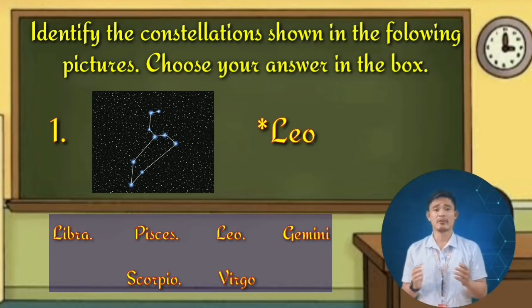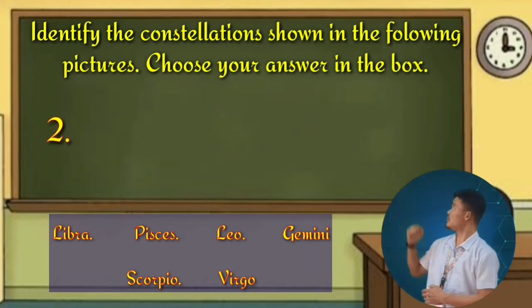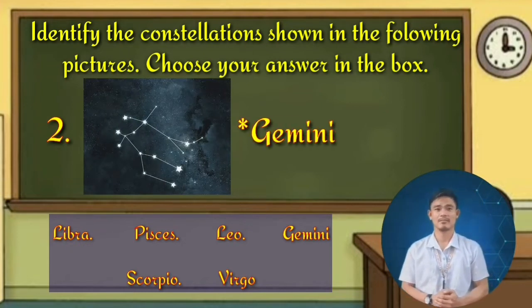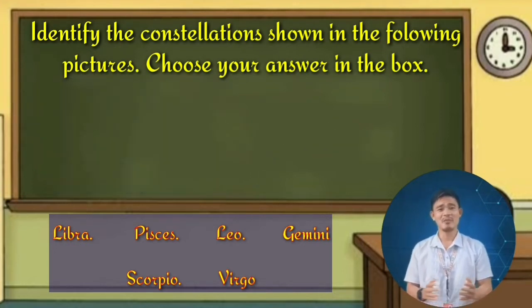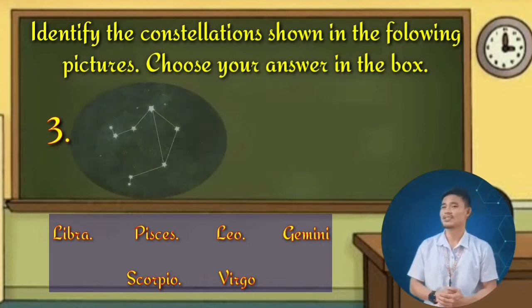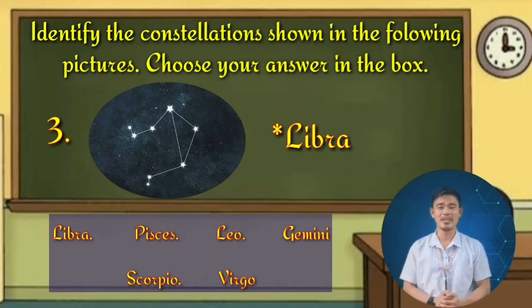Very good. The correct answer is Leo. For item number 2, what is this picture? Correct. The answer is Gemini. Item number 3, what is this picture? Very good. The answer is Libra.